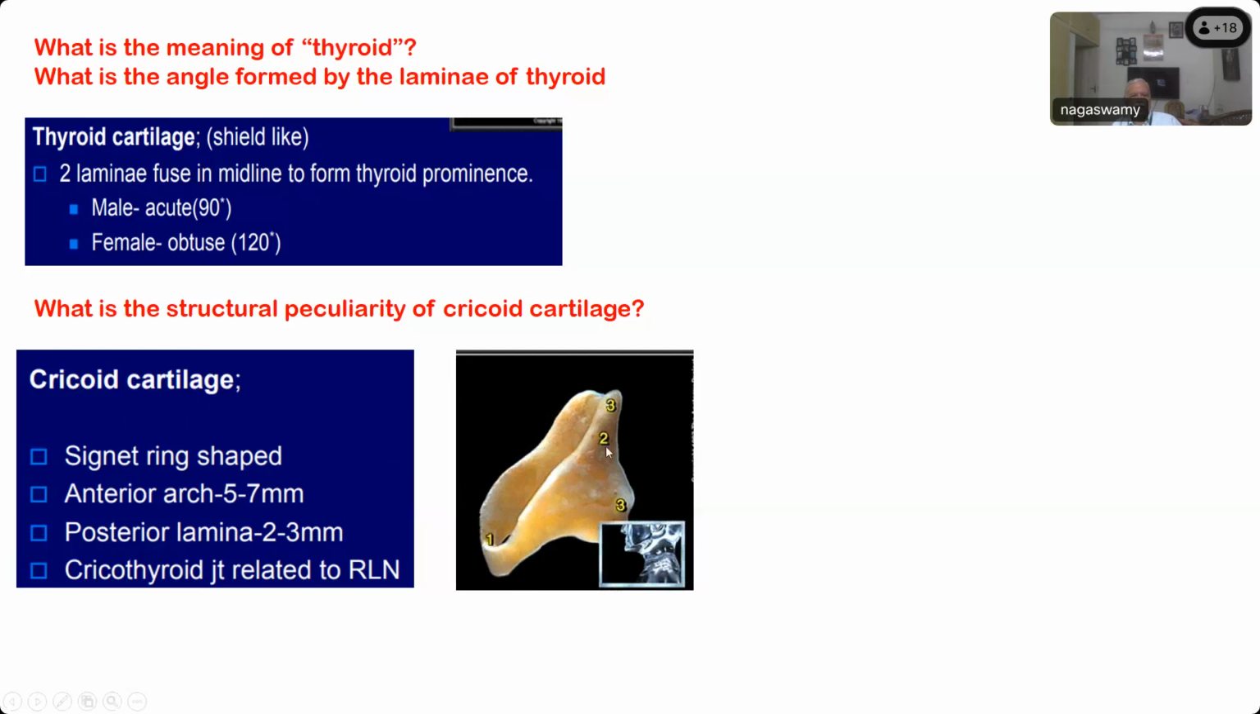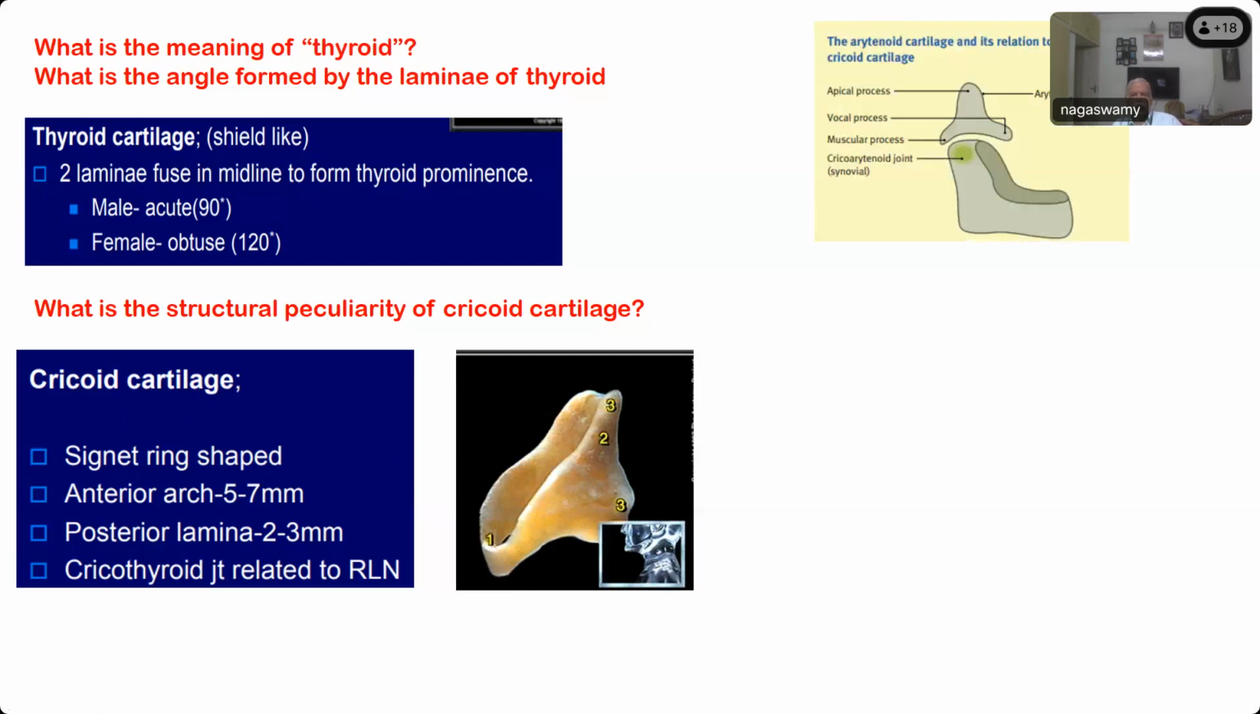So this is the anterior aspect, this is the posterior aspect, and this is how it is articulating with the arytenoid cartilage. This shows the anterior aspect of the cricoid and arytenoid, and how they articulate with each other. What are the parts of the arytenoid cartilage and why should we know about it? It has the attachment to the intrinsic muscles and the vocal cord.